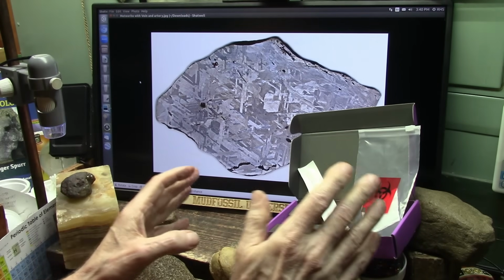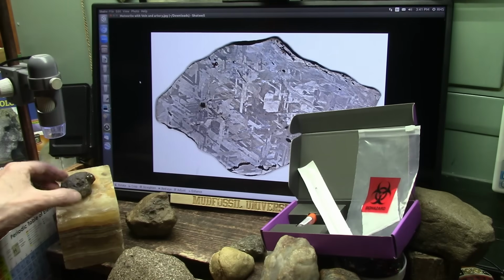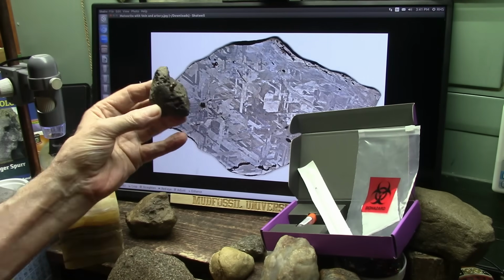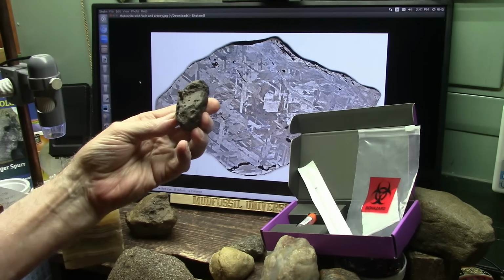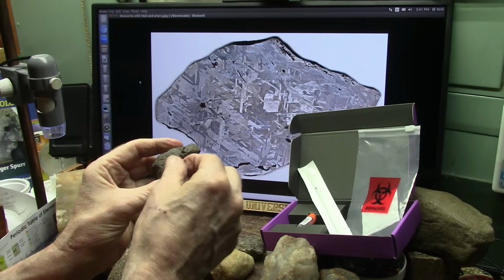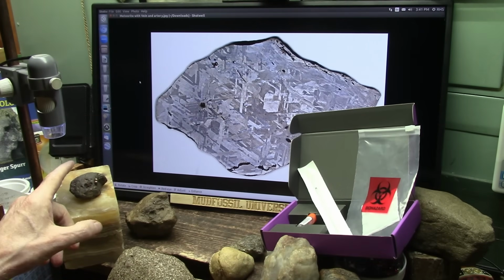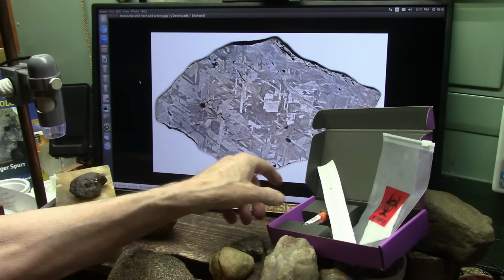Now, so what am I going to say? I have a meteorite here. This is a little tiny iron meteorite, and it's a lung. And I'll show you in the microscope. It is a lung, and it's magnetic. Now we're going to take a look at that in a microscope. But before I do that, I want to show you something.